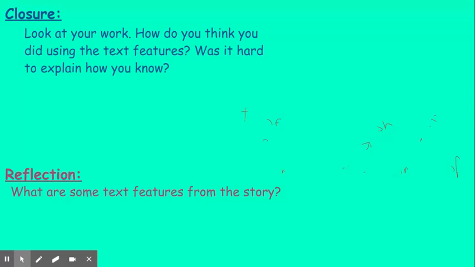Now, look at your work. After you're done, you're going to look at your work and think, how do you think you did using your text features? And then you have to think, was it hard to explain? How did you know what to say? And then, what are some text features from the story? So you're going to go back and look at the story and find some text features that you saw in that little short story. You can use your book too if you want to help yourself find some text features.